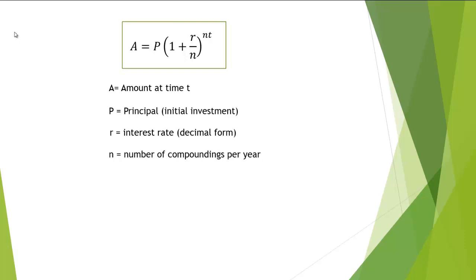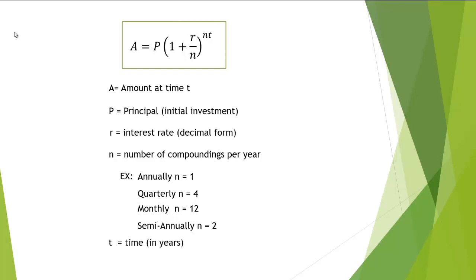N is the number of compoundings per year. For example, annually, N would equal 1, quarterly, N would equal 4, monthly, N would equal 12, and semi-annually, N will equal 2. And for the last variable in our formula, we have T, which is the time, which must be in years.